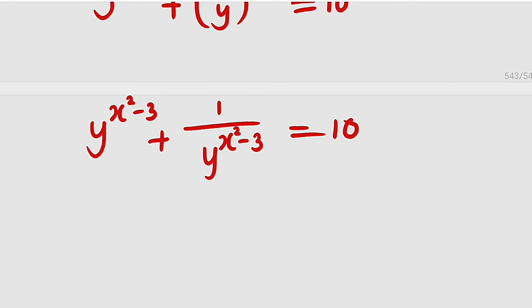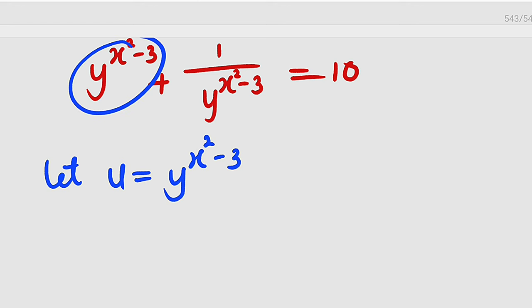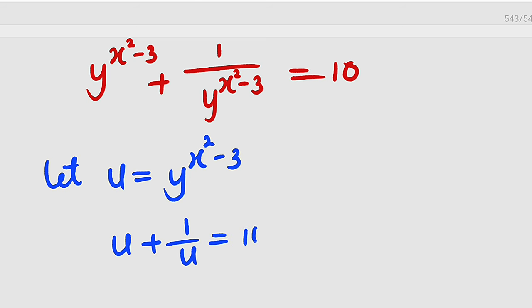And secondly, we can let the whole of this to be another variable. Let us declare it with u. For instance, let u be equal to y to the power of x squared minus 3. So we have the whole of this to be u, and this is 1 divided by u. So we have u plus 1 divided by u to be equal to 10.